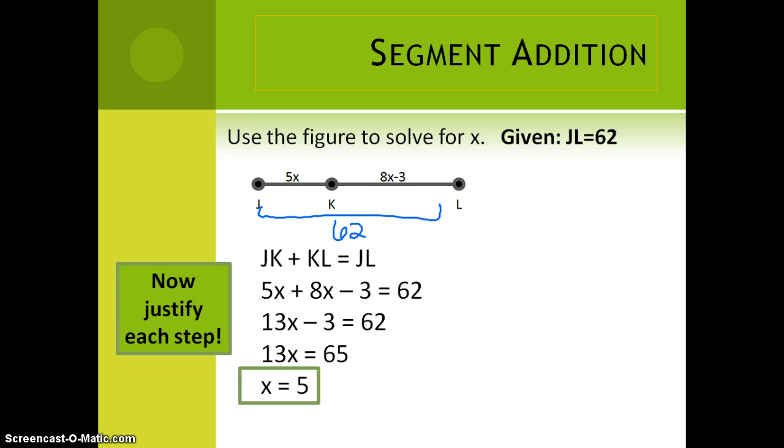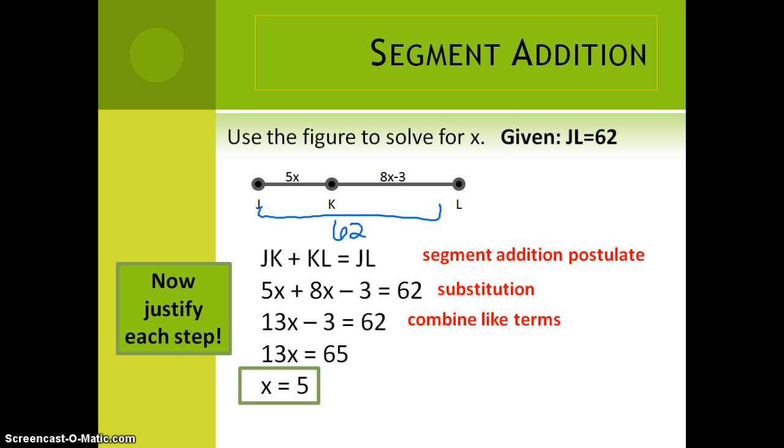Now I want to justify each step, because this is something that we are going to have to do in our proofs. So the first step is just the segment addition postulate, saying that you could add the two smaller segments to get the big segment. The next step is substitution. We substituted in those values. Then on the next step, we combined like terms. Then we added over the 3. And then finally, we divided by 13 to get our answer of 5.